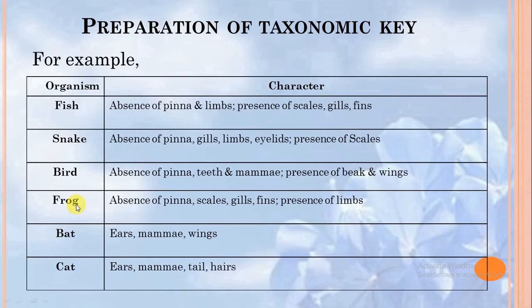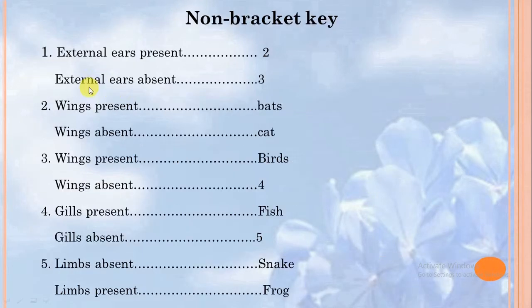Now this group is resolved and we will resolve this group, which has four organisms left. For these organisms which have absence of ears, we will choose the next contrasting character for further differentiating them. Birds have a peculiar character, that is presence of wings. So presence of wings and absence of wings will be taken. For this group, which has external ears absent, the next contrasting character, which will occupy third position, is presence of wings and absence of wings.